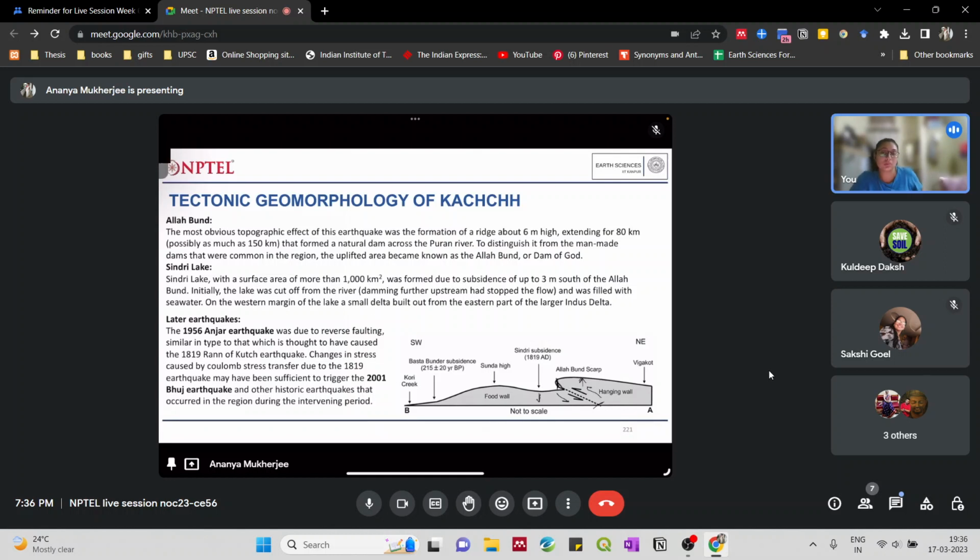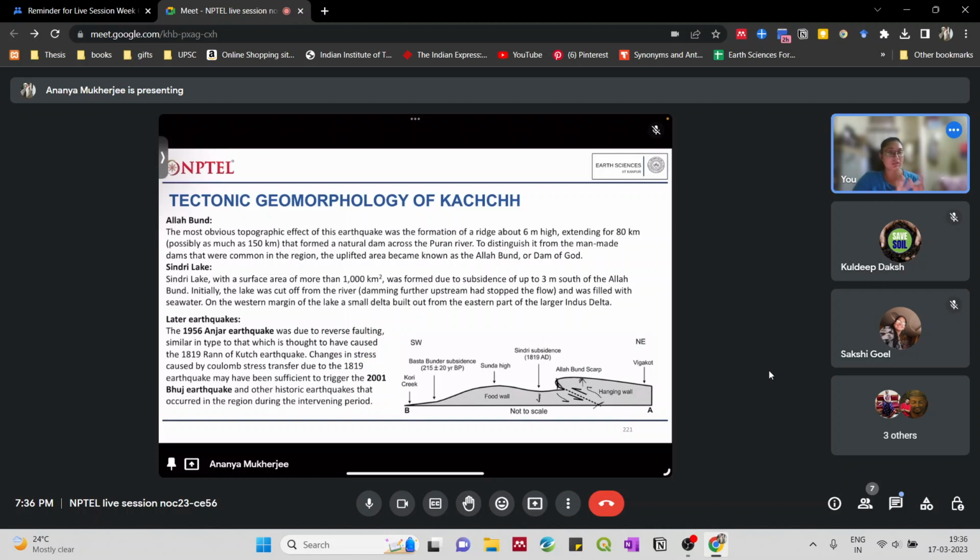Okay, so this Allahabad earthquake, or the 1819 Ran of Kutch earthquake, actually gave Coulomb stress transfer. Actually there is a kind of criteria that we consider when we are talking about the stress. Okay, so don't focus on the word Coulomb right now.